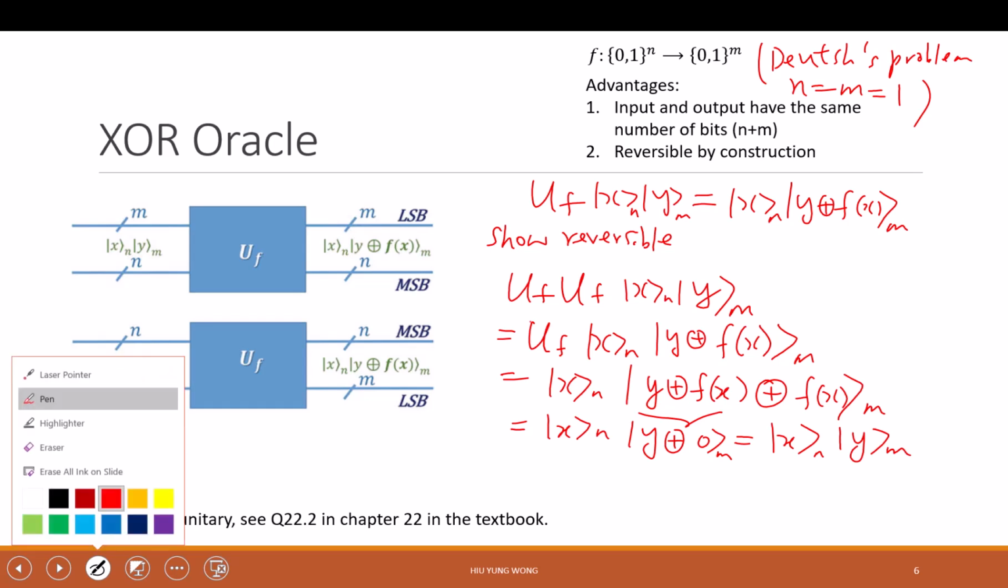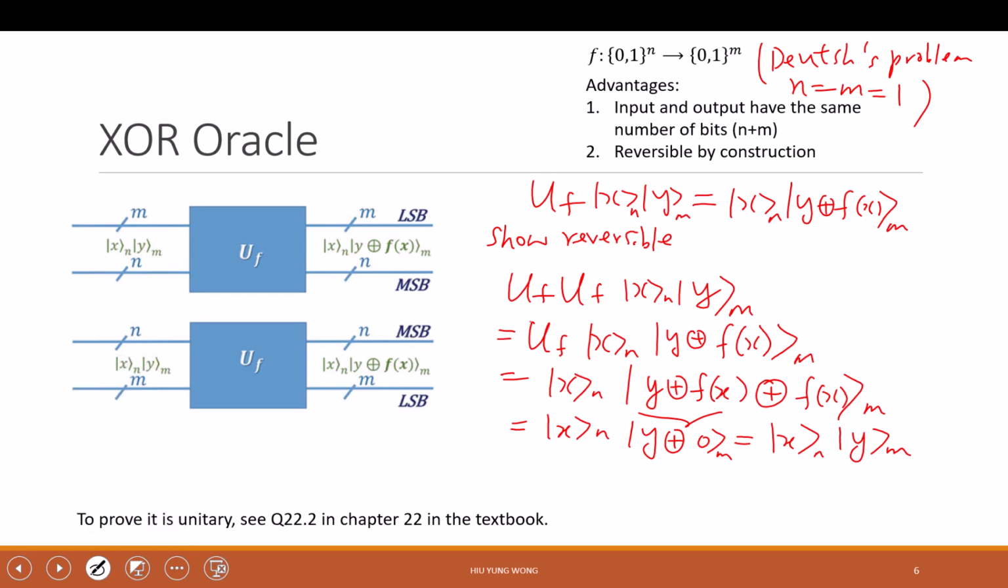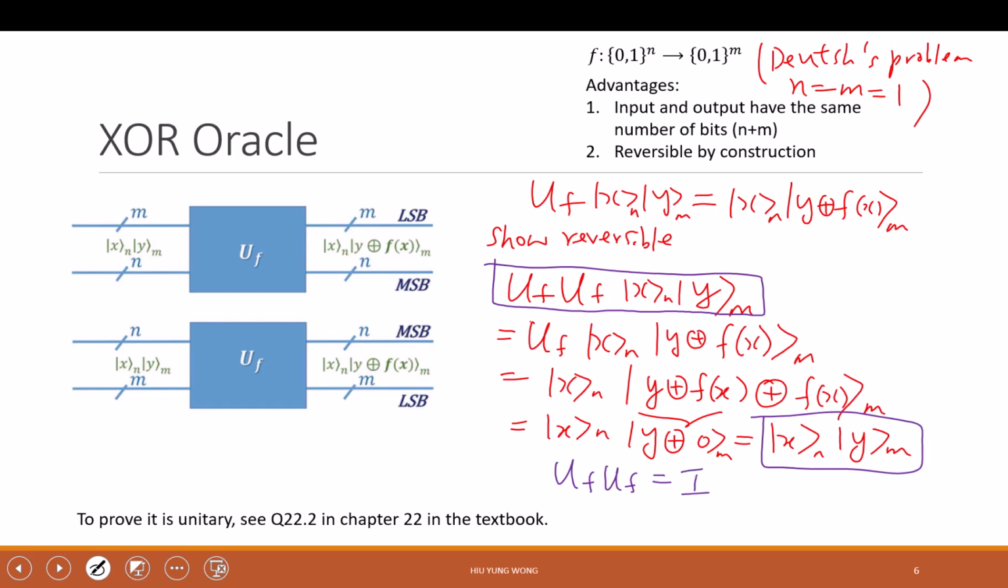So basically this says that if you apply 2 UF to x, y, you get x, y, no matter what x, y. So UF applied 2 times gives you the same thing. So UF squared must be equal to which matrix? Identity, very good. Apply it 2 times, it gives me the same thing. Then UF times UF must be identity, by definition.